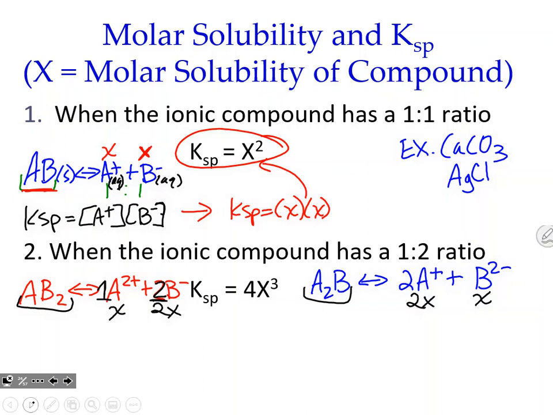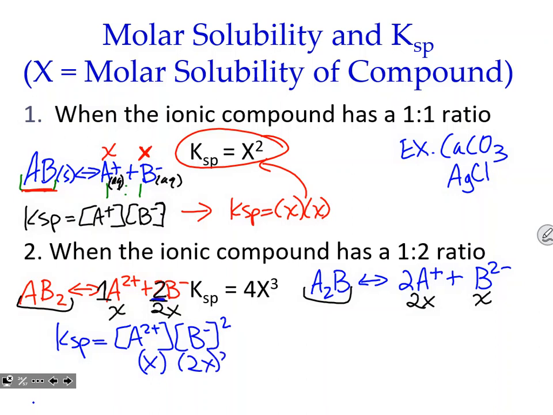Now, when we do the Ksp expression, where we have A to the 2 plus and then B minus, this one has to be squared though, because of the 2 here. You plug these in, like so, and Ksp ends up being X times 4X squared. Well, X times 4X squared gives you the 4X to the third. So that's going to be the same deal on the other side. It's just going to be the A gets squared and the B is just the X, and so forth.